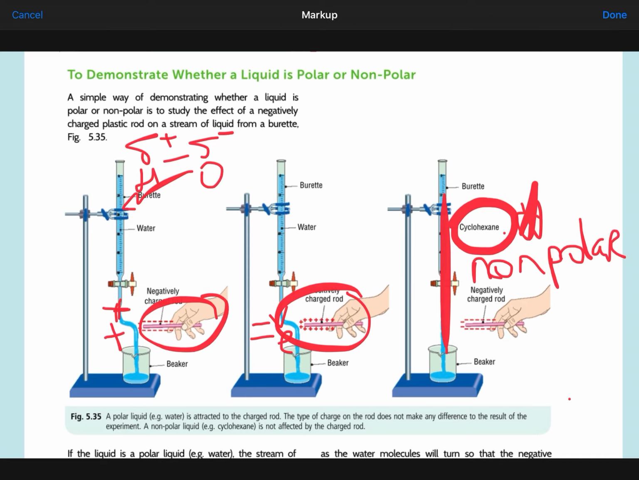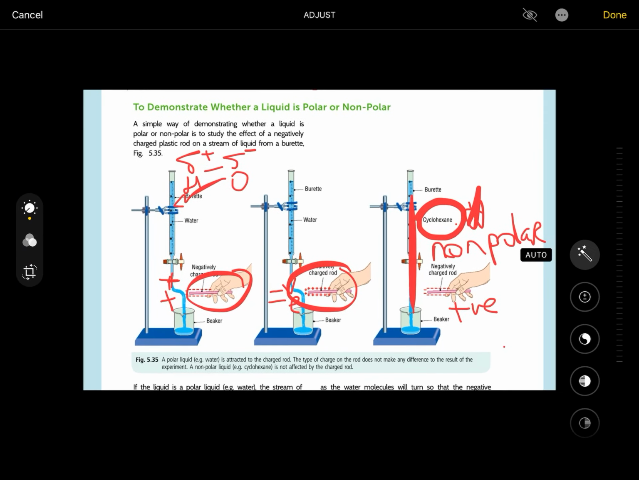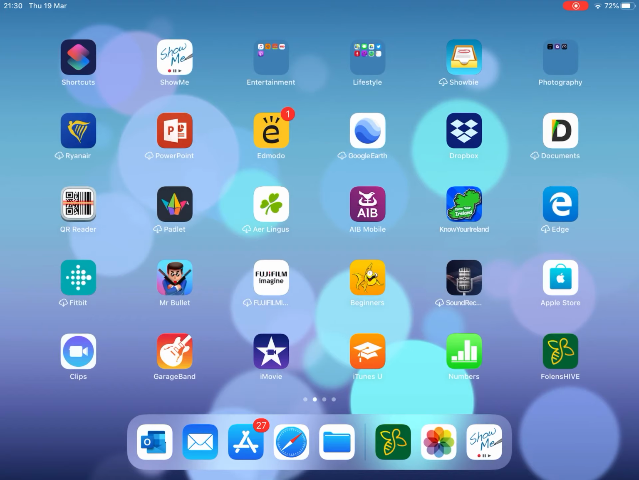There are no regions of positives and negatives in cyclohexane, and therefore it doesn't matter if you brought a positive or a negative rod to that stream of cyclohexane, you will not get attraction. Is that okay? So that's the electronegativity thing there.